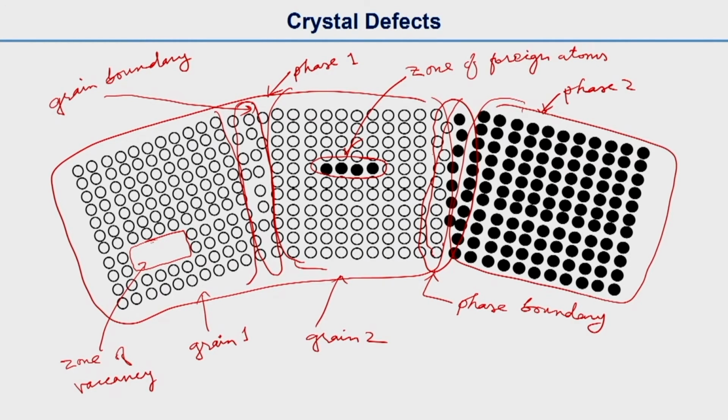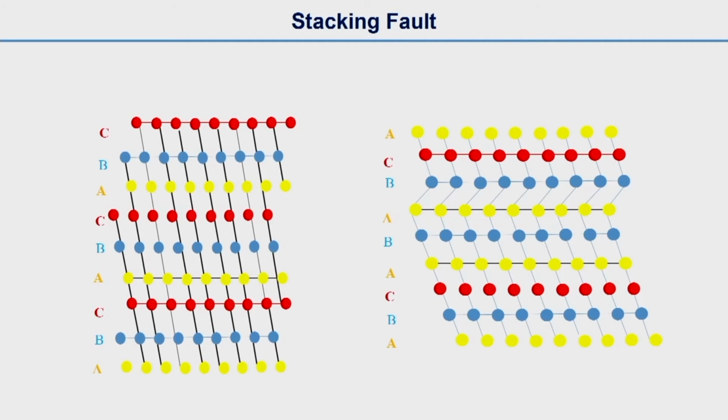These are some defects we discussed, and there are other two-dimensional defects. That is called a stacking fault, which we did not include in the earlier schematics. The stacking fault is maybe a little difficult to understand. Let us say we are seeing an FCC lattice in a side view. FCC, as you know, is face centered cubic. This is a side view.